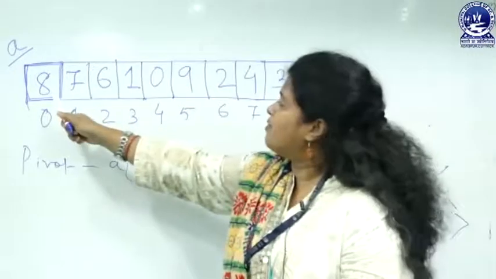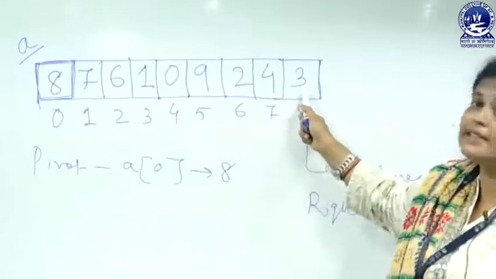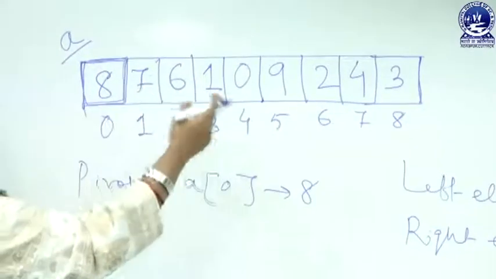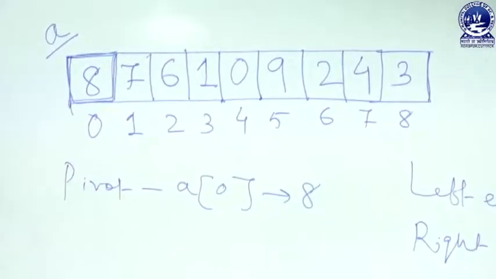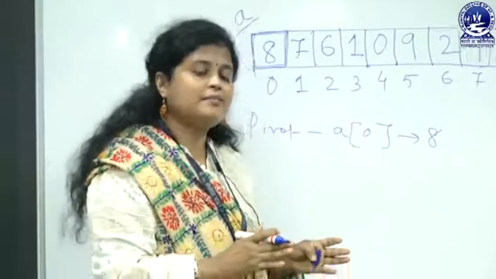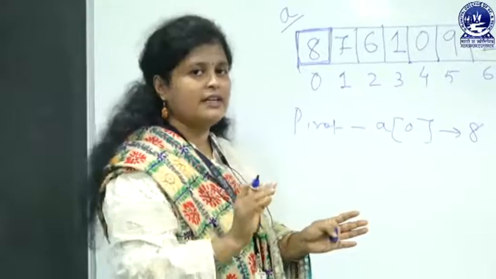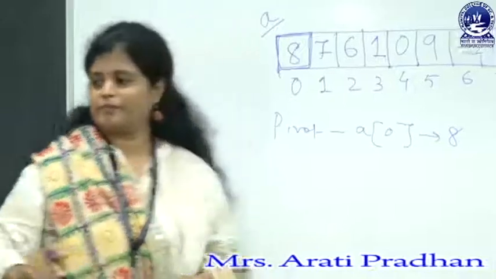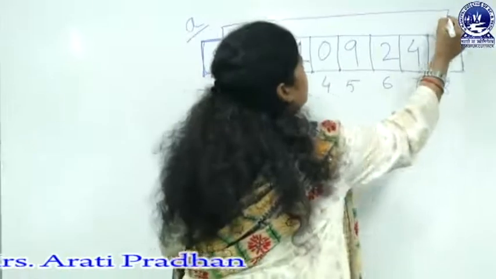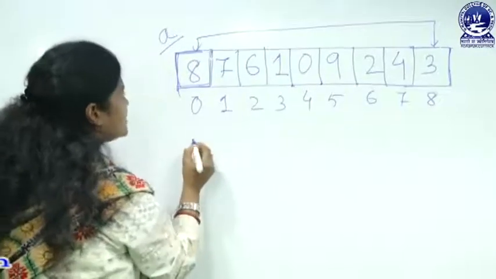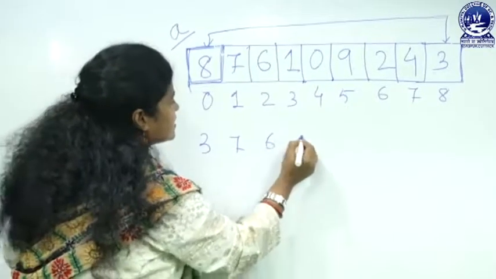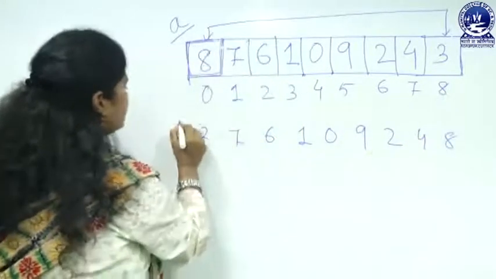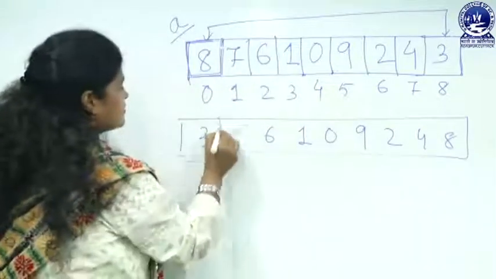Anyhow, now we will compare 8 with 3, it is lesser. At the first step we get a lesser value. So here we will perform swapping so that we rearrange the list and try to place the pivot at its proper location. Now I am explaining step by step so that it will be clear for you. Now we will swap 8 with 3 and the list will be 3, 7, 6, 1, 0, 9, 2, 4, 8. Now the list looks like this.